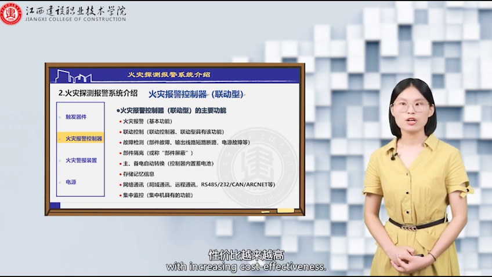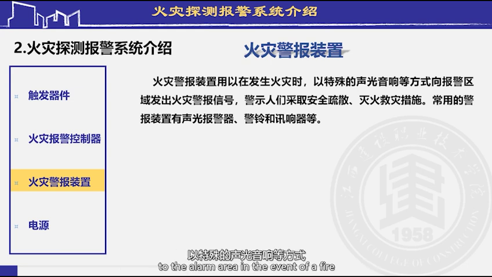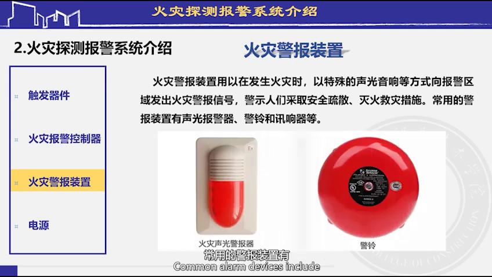With increasing cost-effectiveness, the fire alarm device is used to send a fire alarm signal to the alarm area in the event of a fire through special sound and light systems, warning people to take safe evacuation, fire extinguishing and disaster relief measures. Common alarm devices include sound and light alarms, alarm bells, and sirens.